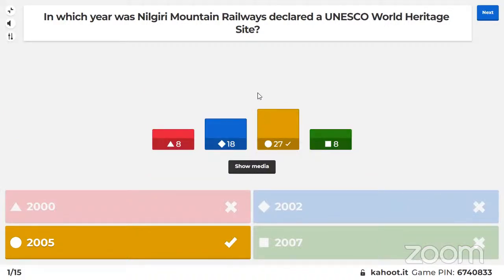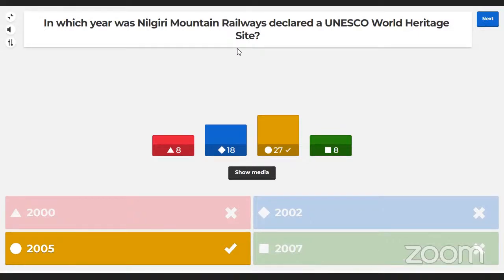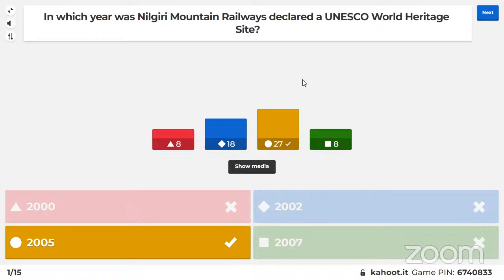Great. Most of you have got it correctly. It is in the year 2005. Nilgiris. How many mountain railways do we have, by the way? How many mountain railways have been put into the UNESCO World Heritage Site from India? Any guesses? Very good, Sharath. That is 3. 3 is the right answer.